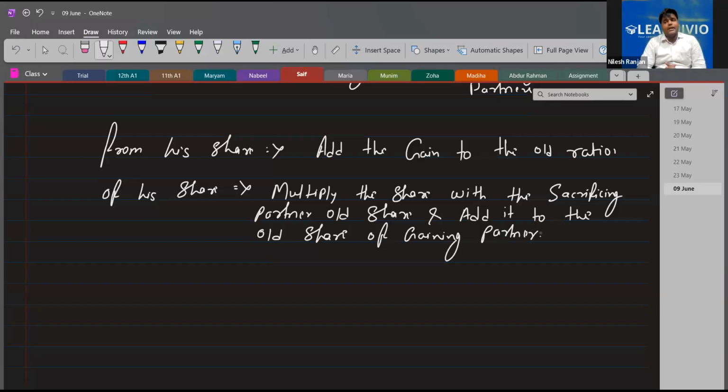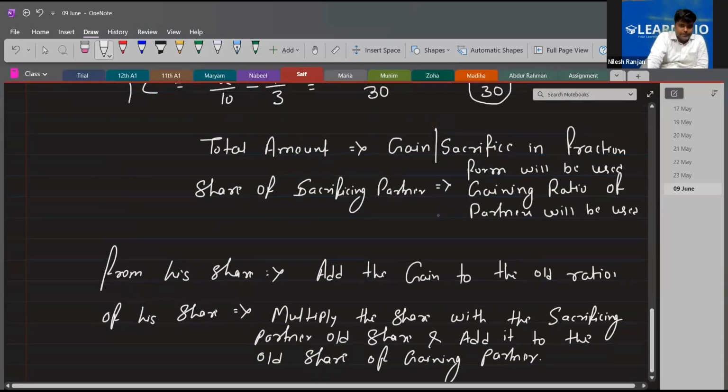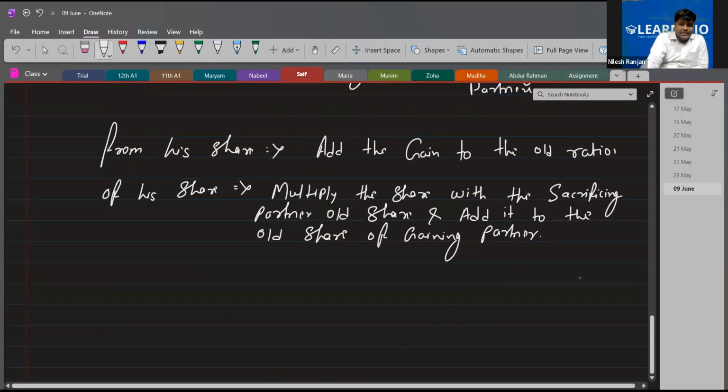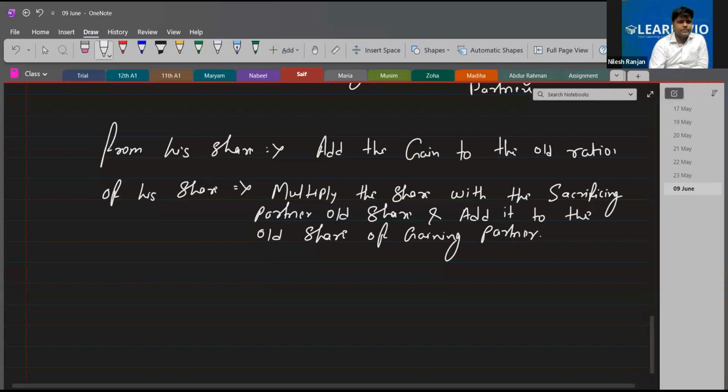But when of his share is given, then it is not a sacrifice or gain. It is to be calculated. So for calculation purpose, we multiply the share that is given in the quotient with the sacrificing partner share. And then whatever we get, that is called sacrifice or gain. It will be added to the gaining partner, it will be deducted from the sacrificing partner. So you have to be careful about from his share and of his share. Yes, sir. Okay, write this also, from his share and of his share concept. Then we will discuss a question.